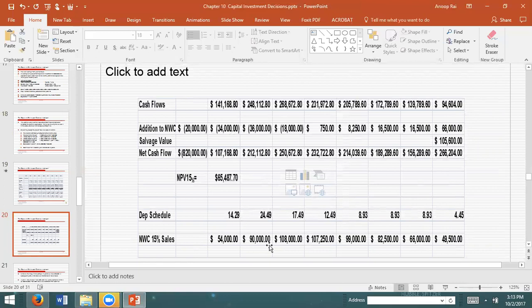Same thing goes to the following. 15% of sales in year 2 is 90,000. That means we already have 54,000 in net working capital, so we have to subtract another 36,000.